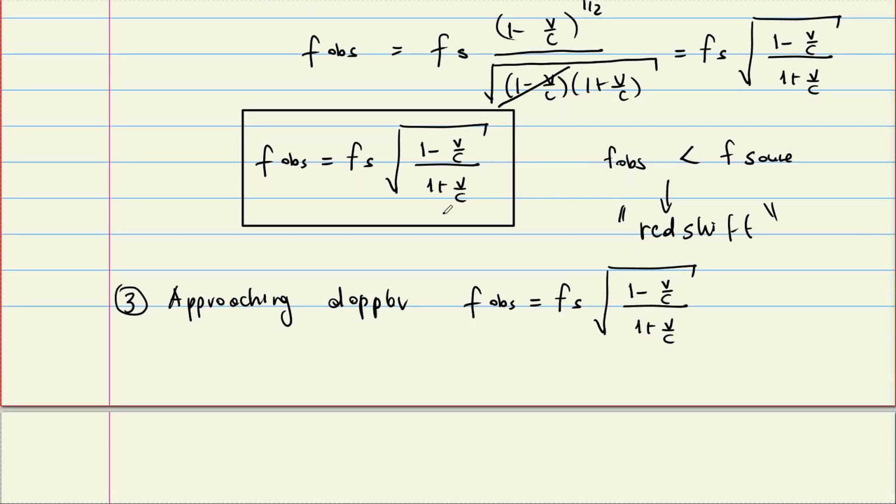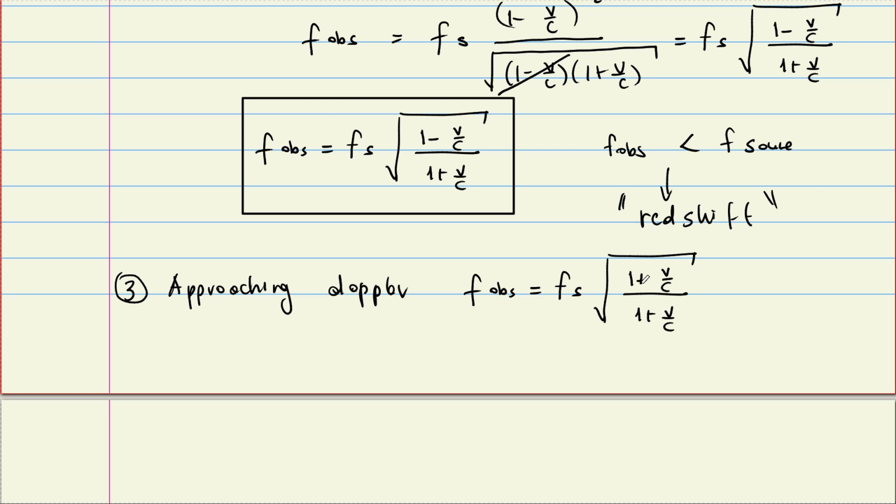Then here what you are going to see is this is going to be plus, and this is going to be minus. And exactly like what we calculated, F observed is going to be bigger than F source, and this is going to be blueshift.